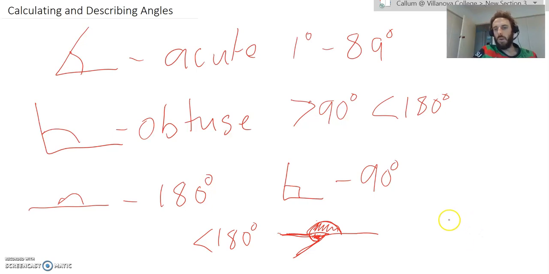Remember, we've got that one called our revolution angle as well, which is a full complete turn angle that measures 360 degrees. You don't have to do much work with those, but one thing you definitely need to have at the top of your mind is that angles are a measurement out of 360 degrees. So 360 degrees would be a full revolution.